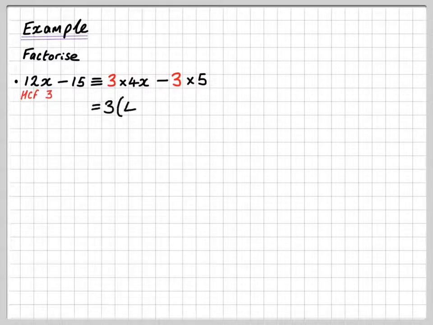I can now write the final answer simply by putting a bracket in. A quick check by expanding gives me 3 times by 4x, which is my 12x, minus 3 times by 5, which is 15.